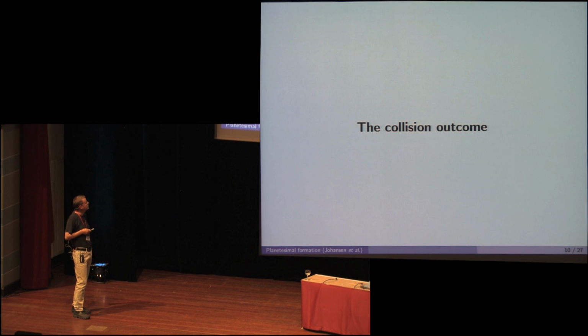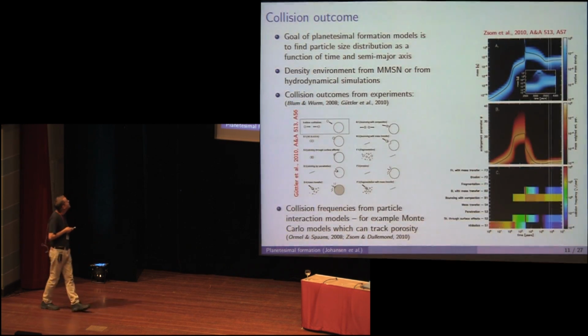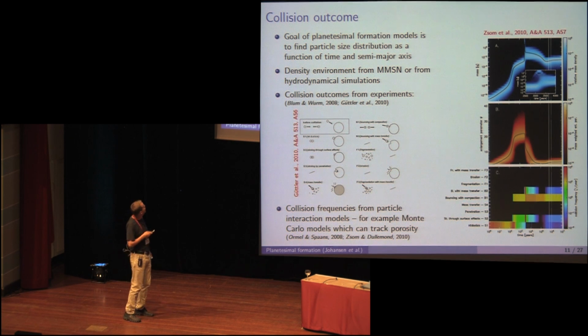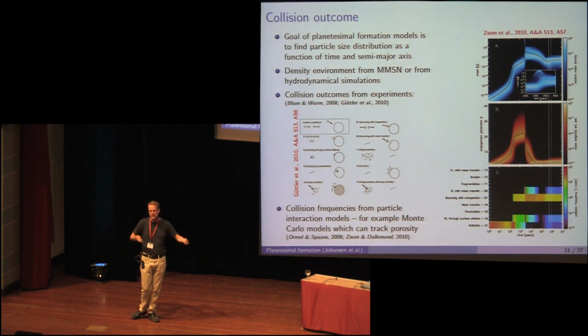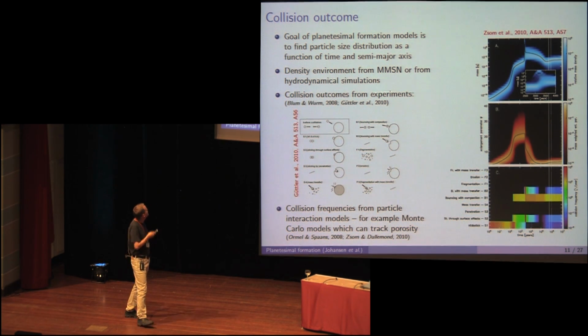Okay, so first of all, I'm going to talk a little bit about the collision outcome. In a way, if you want to form planetesimals, basically the goal of planetesimal formation modeling is to find a particle size distribution as a function of time and semi-major axis. What particle size do we have, when and where? You can take the density environment from the minimum mass solar nebula or from hydrodynamical simulations with particle concentration. I'm going to come back to this point.